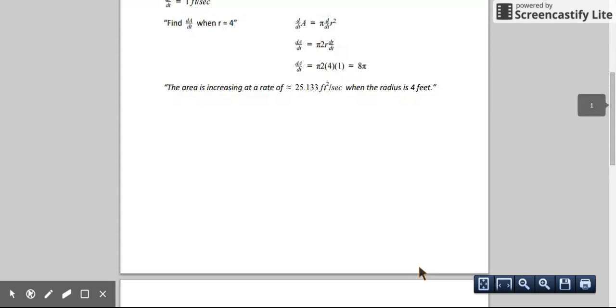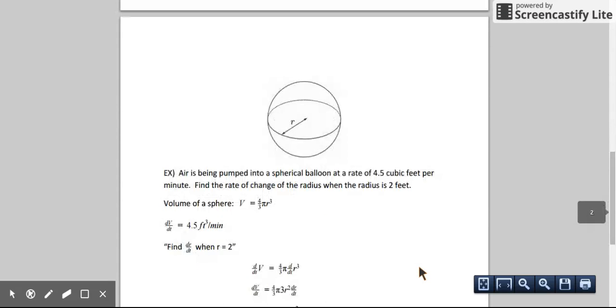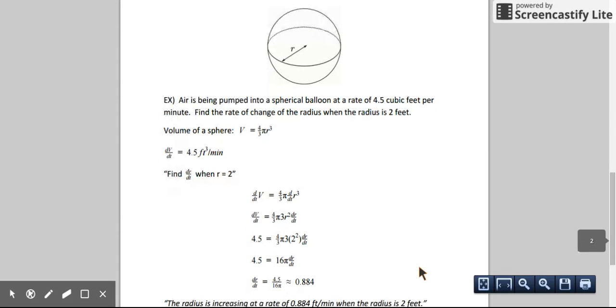Let's try one more example here. This time we're going to talk about a sphere. In this example, air is being pumped into a balloon at a given rate, at a rate of 4.5 cubic feet per minute. And we want to find the rate of change of the radius at the exact moment when the radius is 2 feet. So if the balloon is changing size, that means that the volume is changing size. So we're going to include the volume formula.